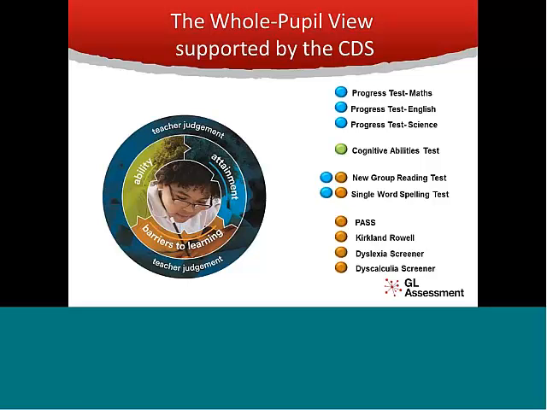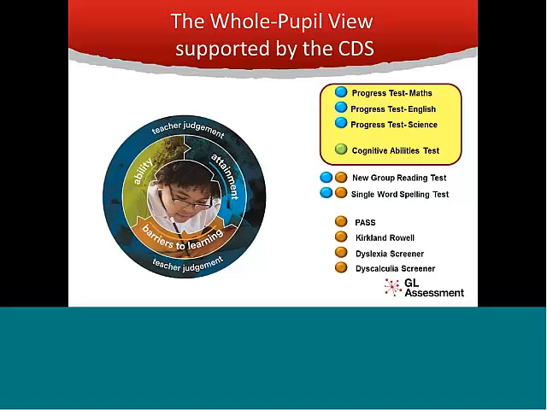And we have also a section on ability, and this is supported by our flagship assessment, the Cognitive Abilities Test. New group reading test and single word spelling test have some aspects of both. They can be used to look at year-on-year tracking, but they're also very useful for looking at the efficacy of particular interventions that might be required. And then lastly, there are a number of assessments that used together can help us build an idea of what may be holding a student back.